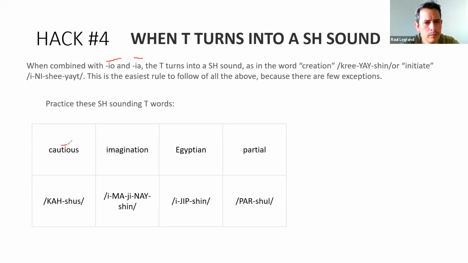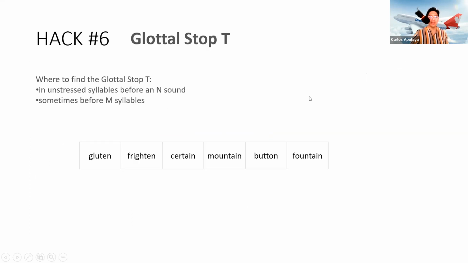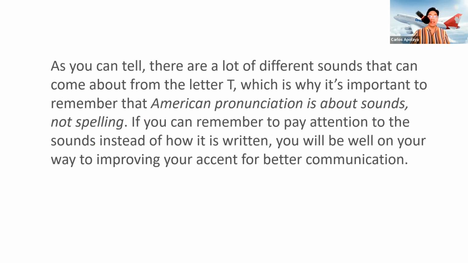For example, you say cautious, imagination, Egyptian, partial. That's perfect. Partial. It's not parcial. No, it's partial. Okay. Good job. This is not important because this is more for British English.